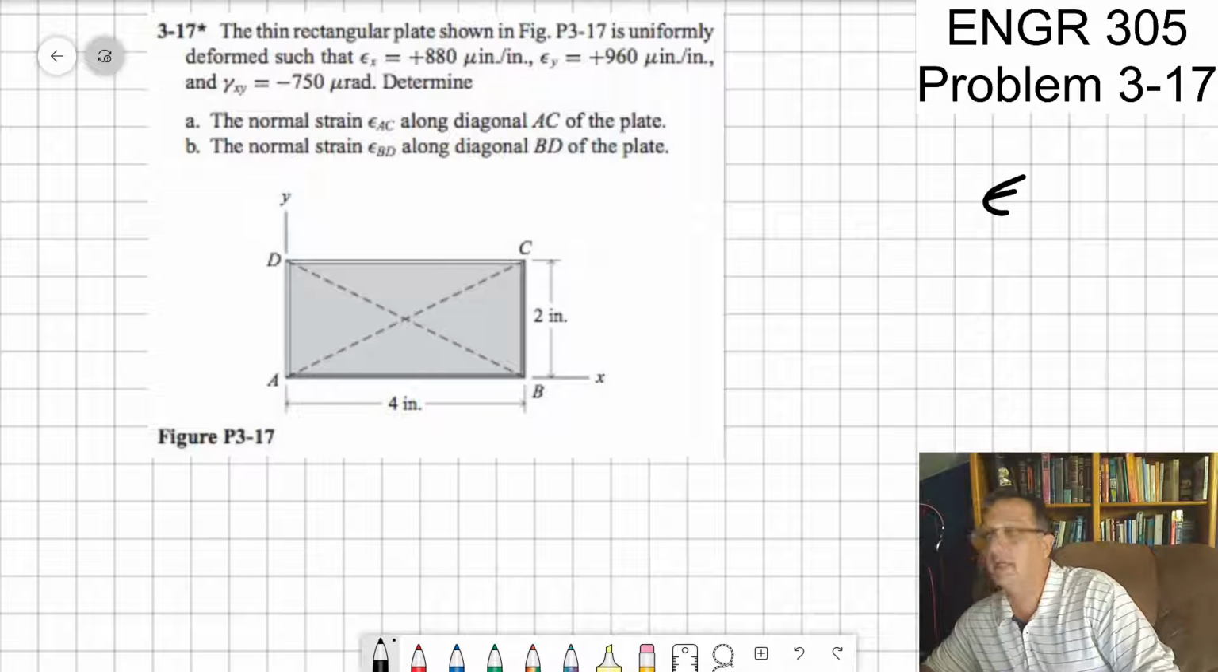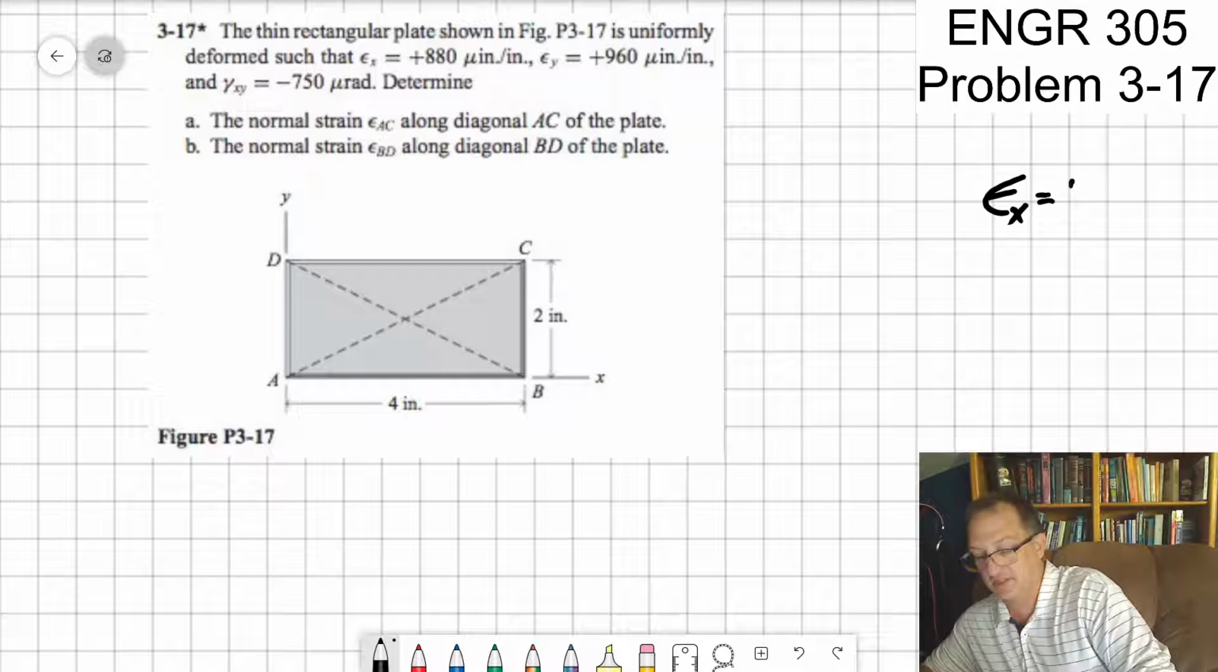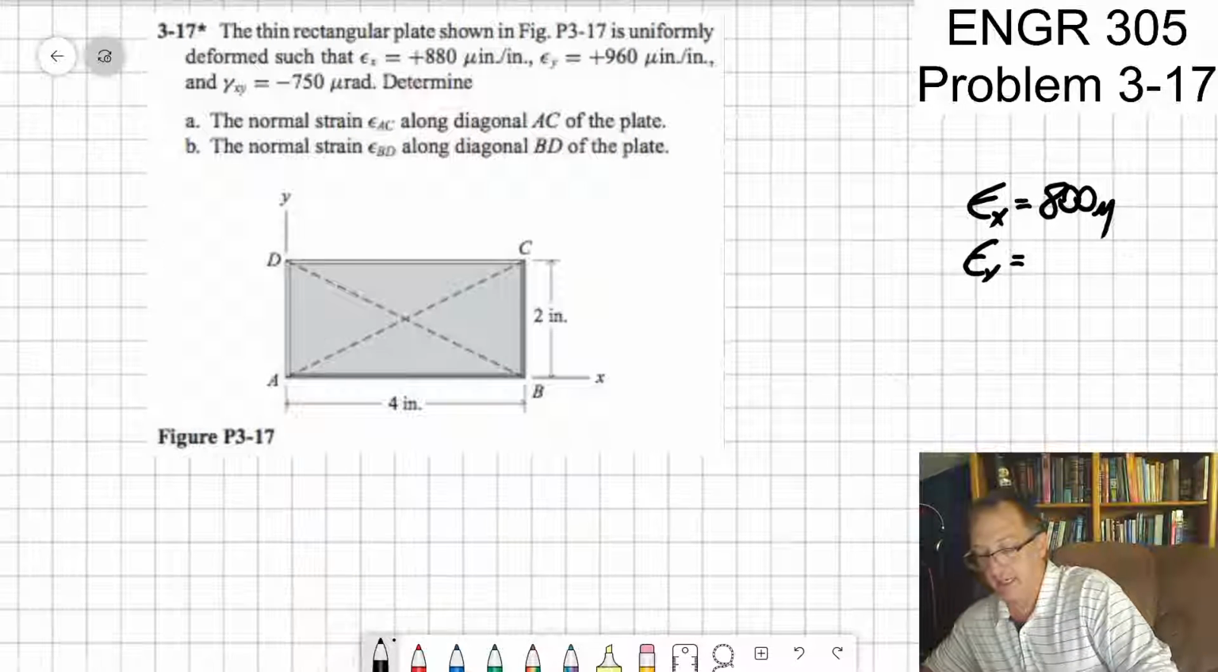The strain in the x direction is equal to positive 880 micro. Strain in the y direction is equal to 960.